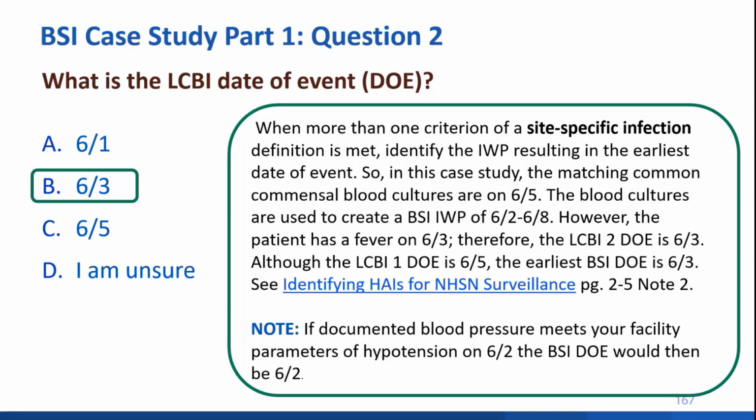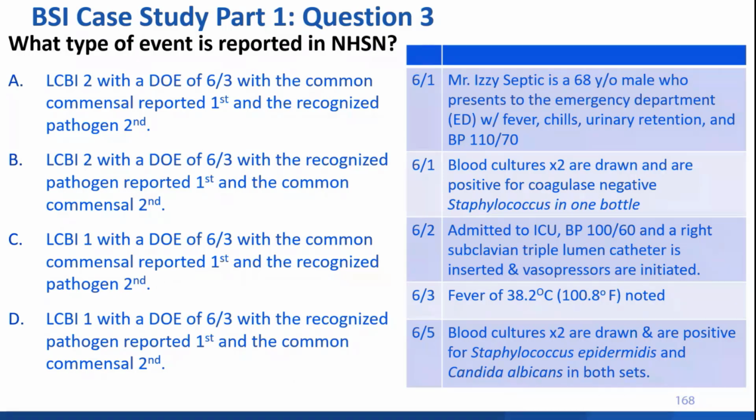And I did want to note here that if the documented blood pressure of 100/60 meets your facility's parameters for hypotension on 6-2, then the BSI date of event would be 6-2. Remember, NHSN does not define hypotension. Facilities must define the parameters for their facility that meet hypotension for that patient population. Great job. Let's see what the next question says.